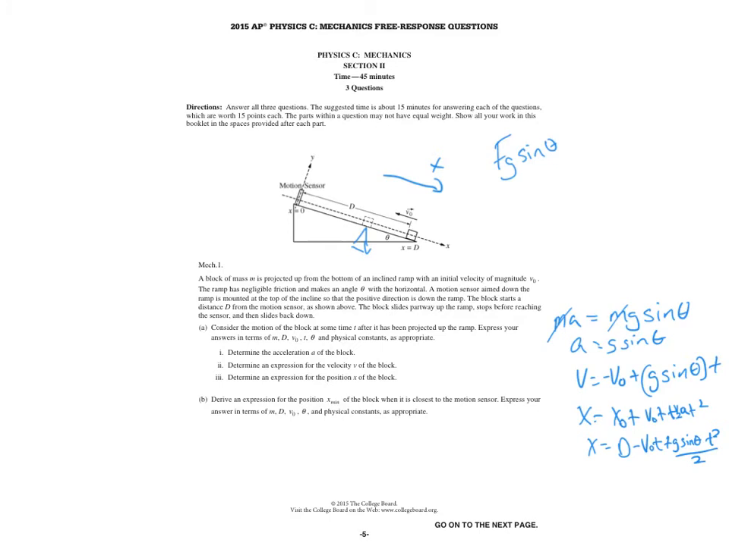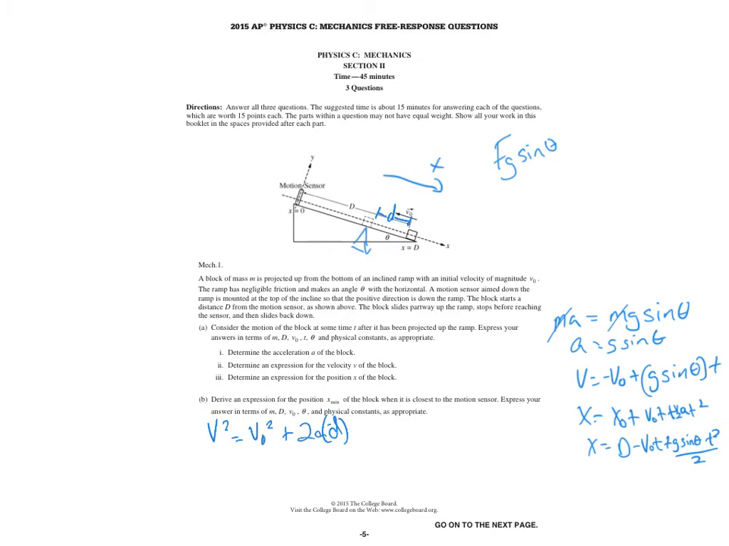Let's see. That gets us through that. So B, derive an expression for the minimum distance of the block when it's closest to the motion sensor. Express your answer in terms of m, d, v naught, and theta, and physical constants when appropriate. So basically what I'm going to do here is use v squared equals v naught squared plus 2ad. All right. Now, first of all, notice that if I define this as d, it's going to be a negative number. Okay, so we're going to start there.